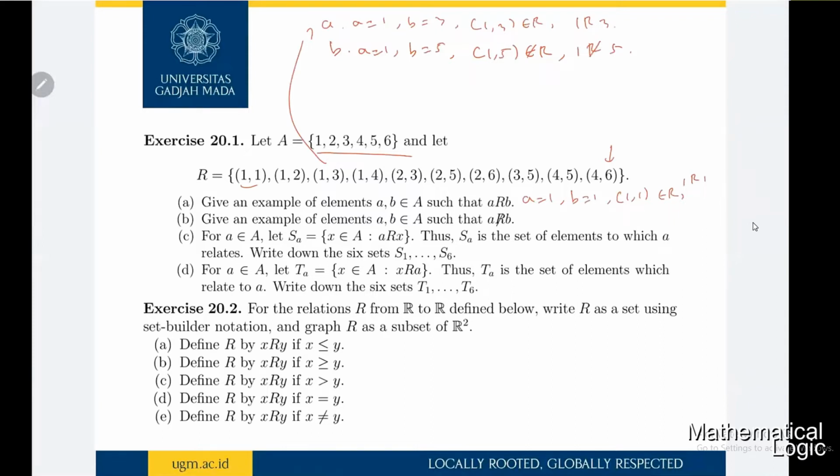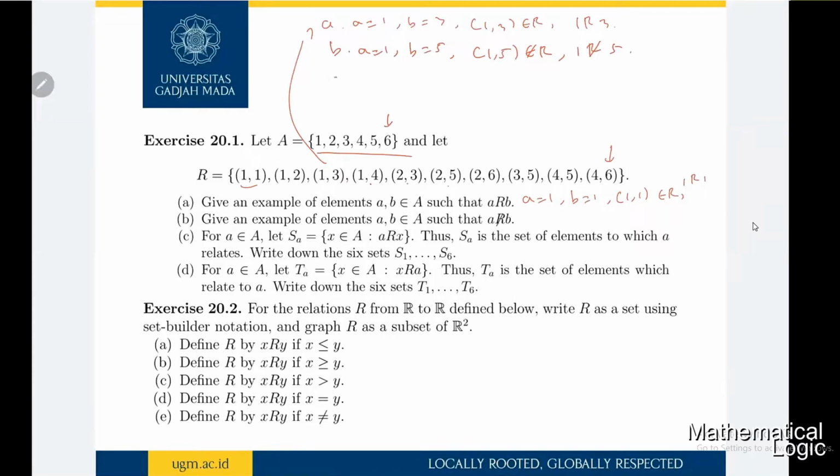So actually the answer is not unique. So you can find another one, because this one consists of 6 elements. So A cross A will be 6 times 6, 36. But here we only have 10 pairs, right? So 36 minus 10 is 26. So there will be many more pairs of a and b such that a is not related to b. So basically it's not unique.